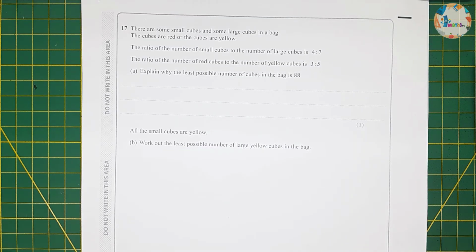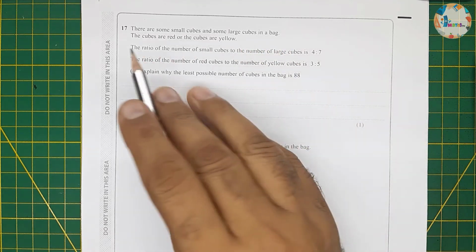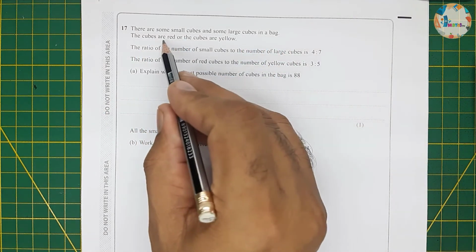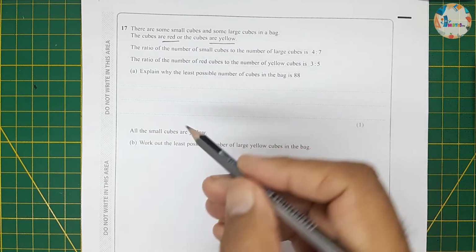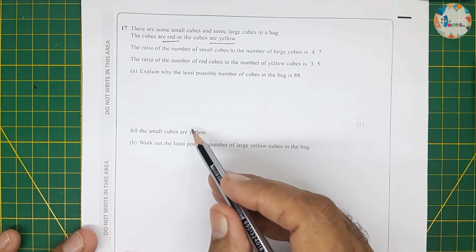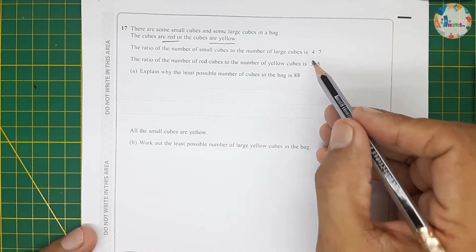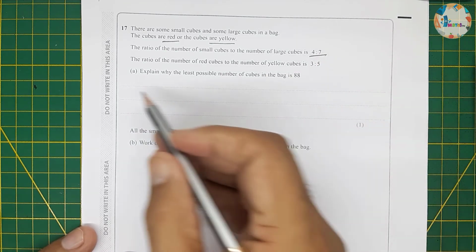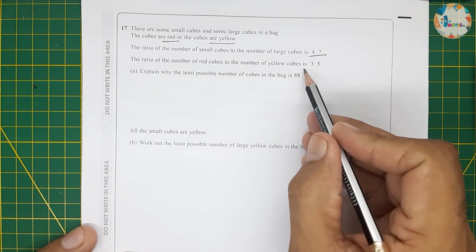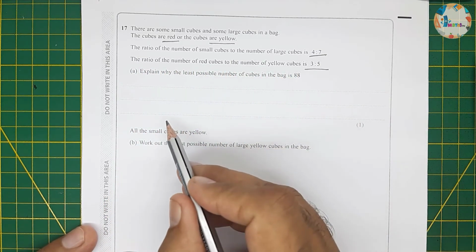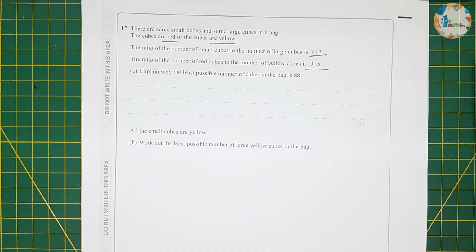Question number 17. There are some small cubes and some large cubes in a bag. The cubes are red or the cubes are yellow. The ratio of the number of small cubes to the number of large cubes is 4:7. The ratio of the number of red cubes to the number of yellow cubes is 3:5. Explain why the least possible number of cubes in the bag is 88.